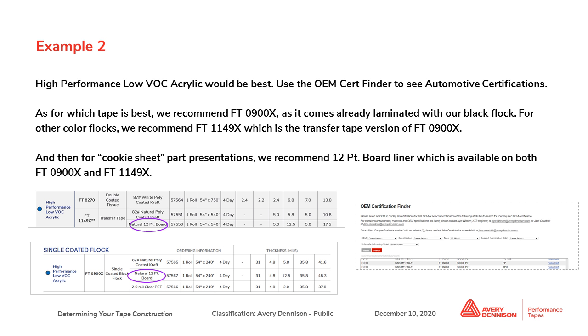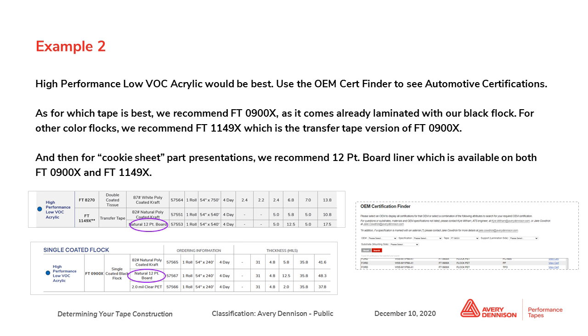So if you remember the example, they're asking for flock tape bonding here. And we make this step easy for you guys. I would recommend the 0900X, which is that same adhesive with a single-coated black flock already available on it, okay? Now, if you needed a different color flock or a different thicker flock, for example, we would recommend our FT1149X, which is a transfer tape version of the 0900X, and you could laminate that to your material you're sourcing. Again, it's the same adhesive, same thickness, same liners are available. It's just that 0900X is already going to be laminated with the black flock.